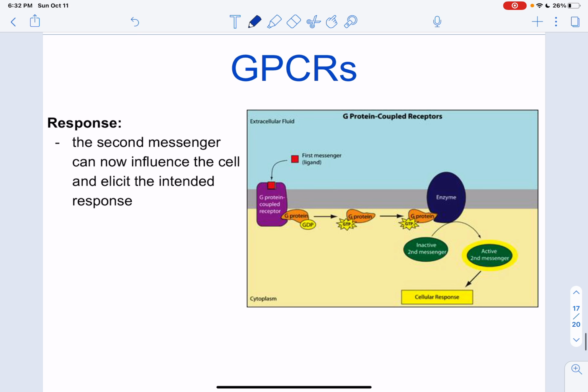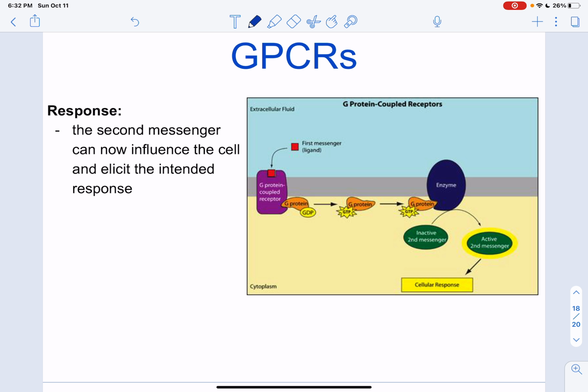And then lastly, the response. The secondary messengers are going to influence a cell and elicit an intended response, so the response that we needed. And this is the most common way that cells go through cell communication and how they interpret these messages that are received from other cells.